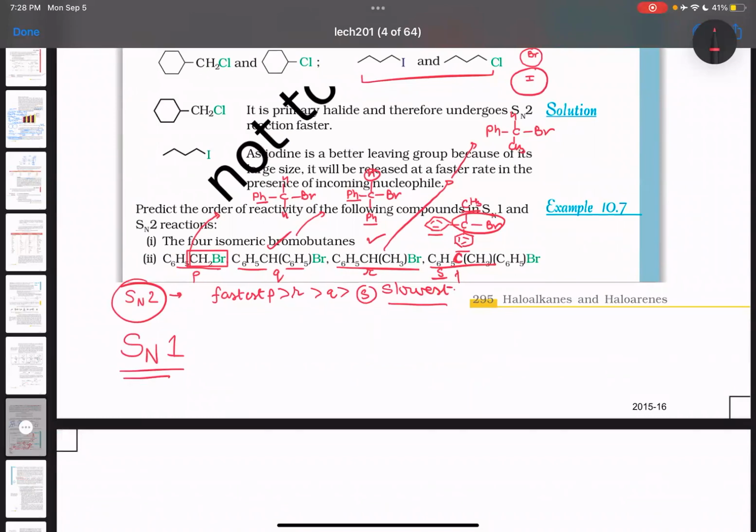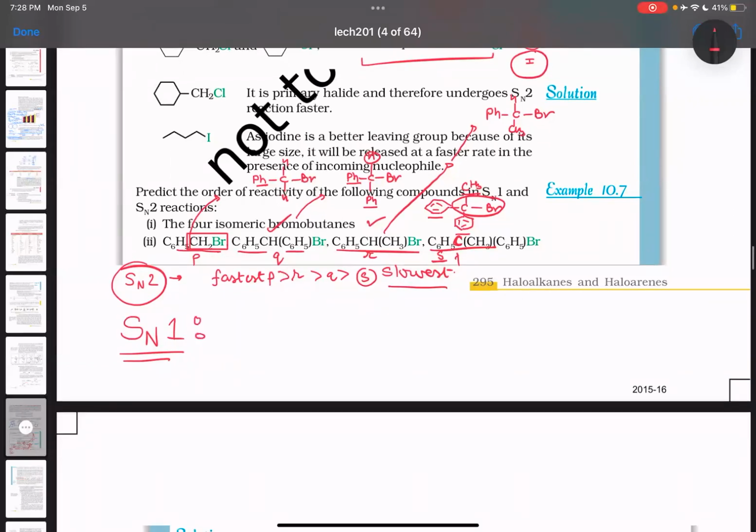And what about SN1? SN1 actually you don't bother about the branching, Imad and all, because there the nucleophile can't come in and attack directly. But in SN1 you have some other things to worry about. What are those things?